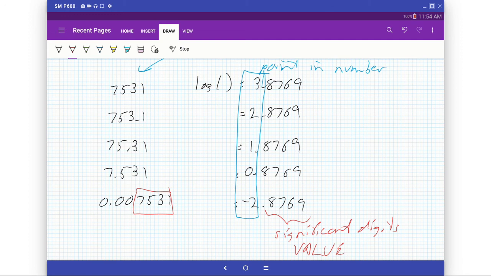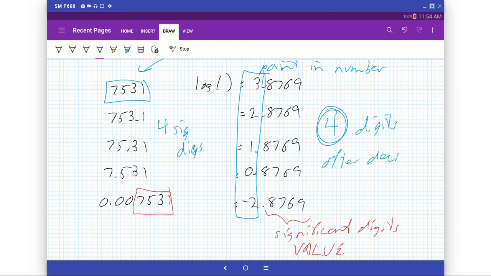of the number. So however many, to answer your question, and it follows along with what people are putting in the comments, however many significant digits there are here, there's 4 significant digits there, there will be 4 digits after the decimal place. And similarly, if you have to go the other direction, you take 10 to this value. The number of digits after the decimal place is the number of significant digits in your final answer.